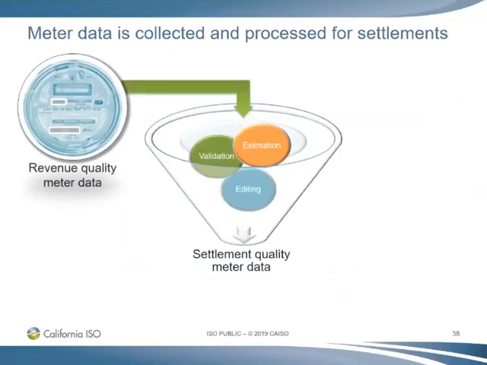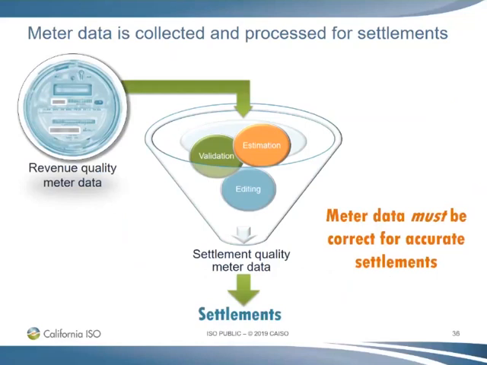Meter data is used for billable quantities to represent the energy that is generated or consumed during a settlement interval. Late meter data impacts settlement statements for the entire market. Therefore, we have rules of conduct in place to outline the specific requirements and expectations of market participants. The goal is to turn revenue quality meter data into settlement quality meter data, which can be submitted to the ISO for settlement processes.